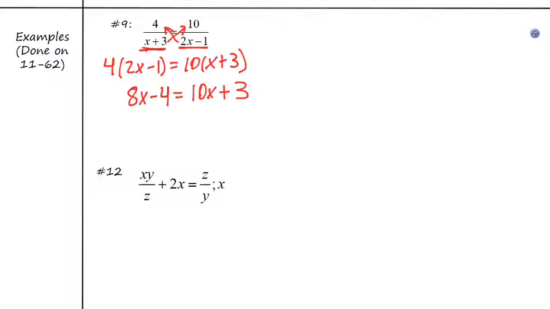And from here, we will find that, oh, I'm sorry, this is 10x plus 30, obviously, because we have to distribute to both. So then this will be 2x is equal to negative 34, and x is equal to negative 17.